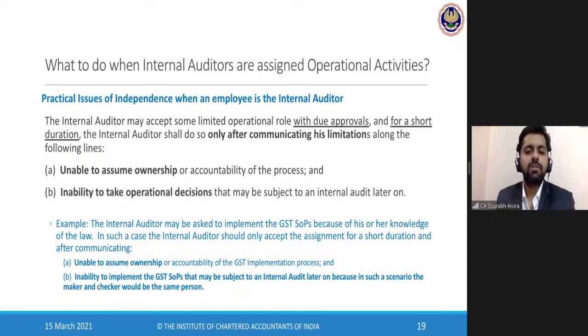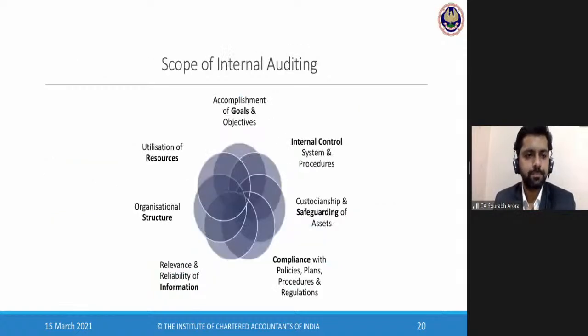In such a case, the internal auditor should only accept the assignment for a short duration, which we have already discussed, and after communicating inability to assume ownership or accountability of the GST implementation process, and inability to implement the GST SOPs that may be subject to an internal audit later on, because in such a scenario, the maker and checker would be the same person. So please remember these 2 points: unable to assume ownership and inability to take operational decisions.